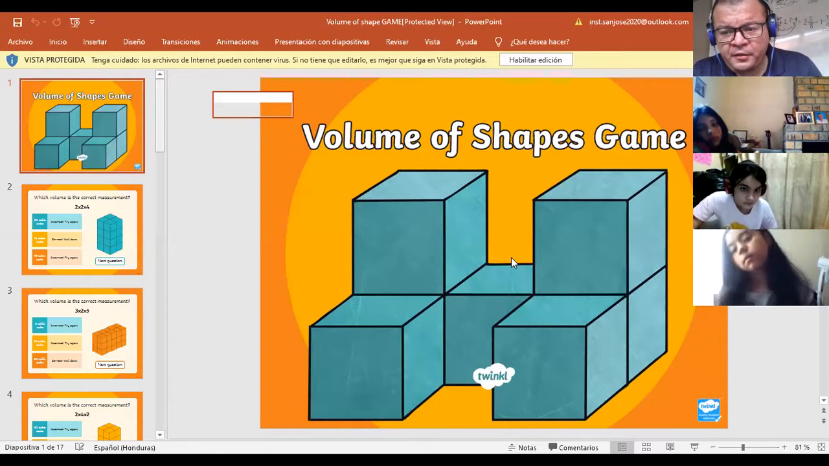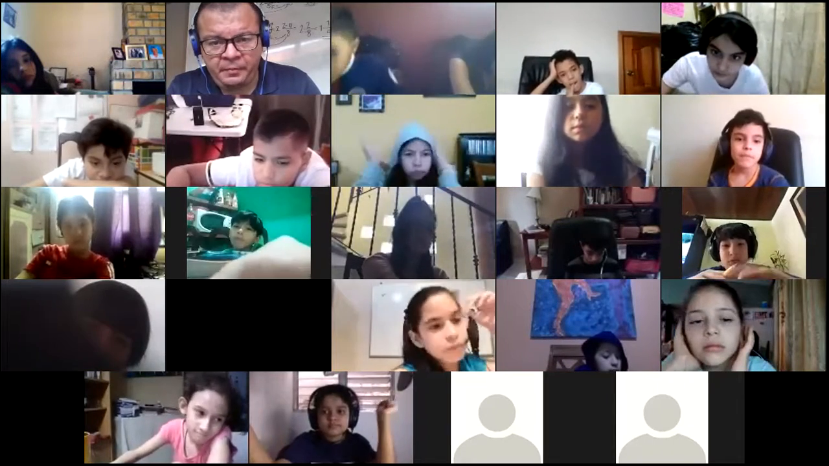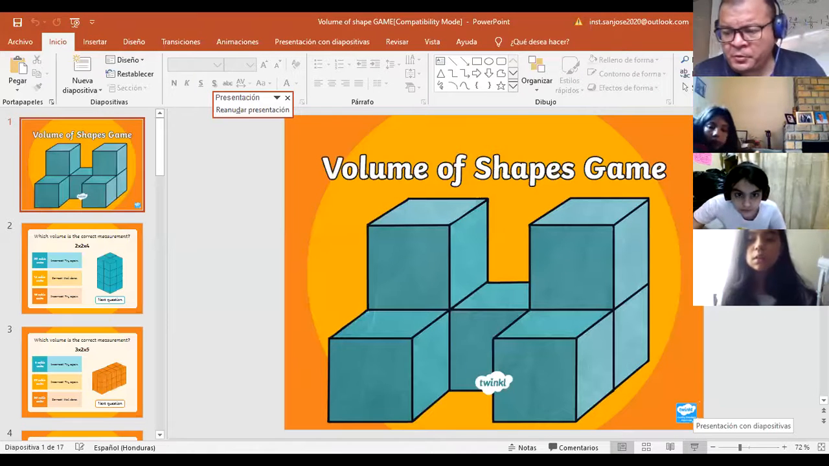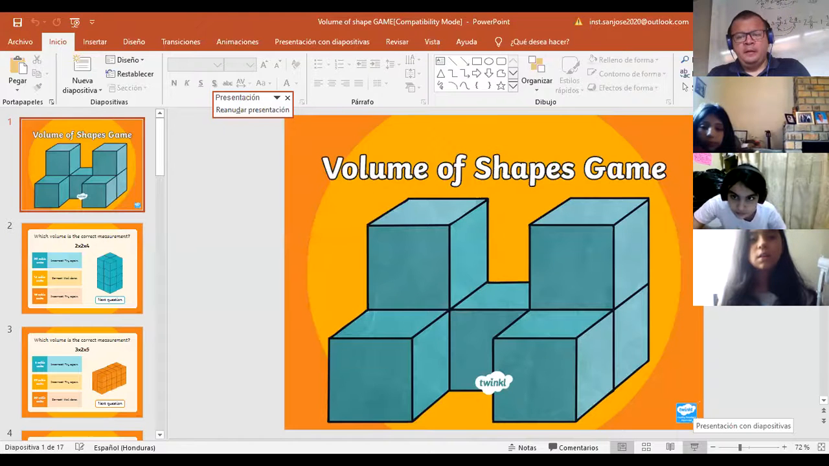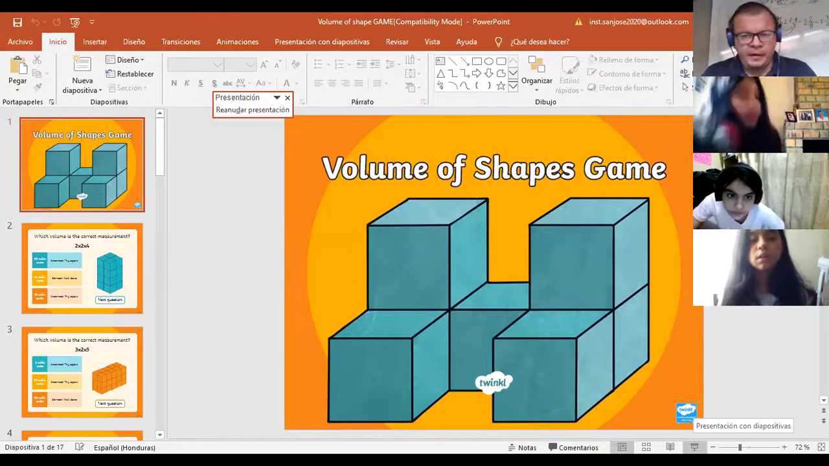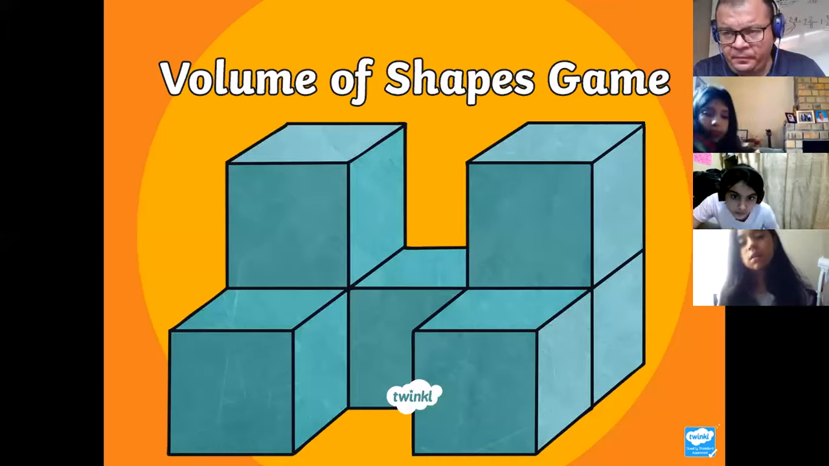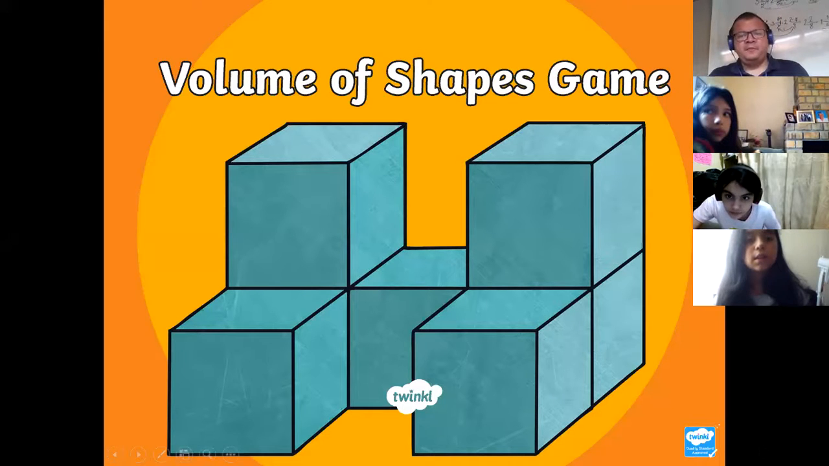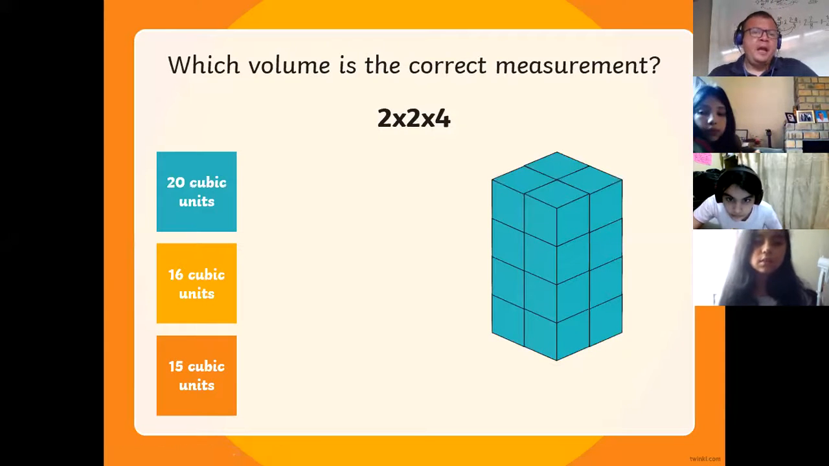The volume of shapes game. It's the part we're going to do right now. The next hour we're going to make some exercises, as I tell you. Okay, everybody can see the screen, right? Okay, volume of a shapes game. Let's see which volume is the correct measurement.